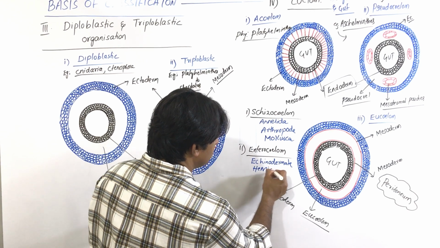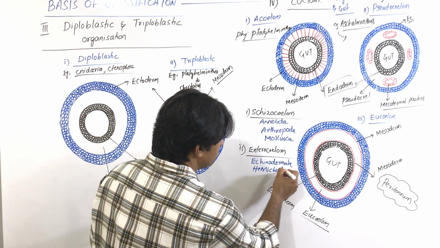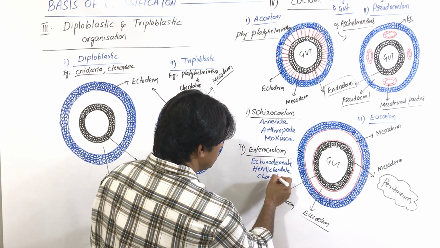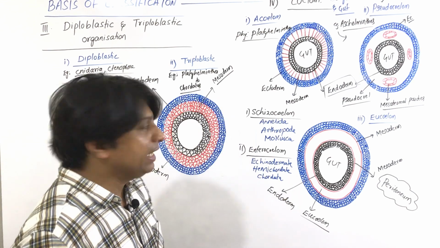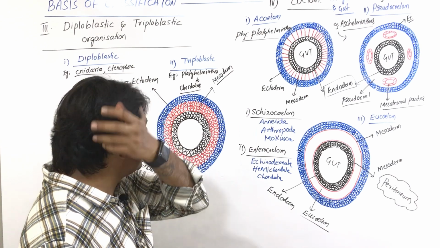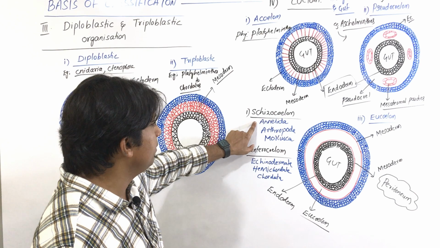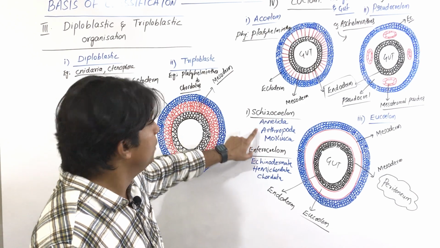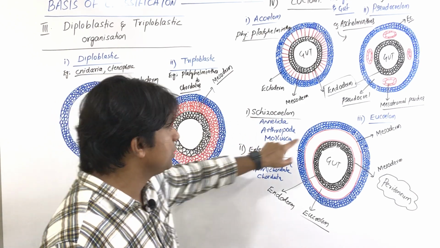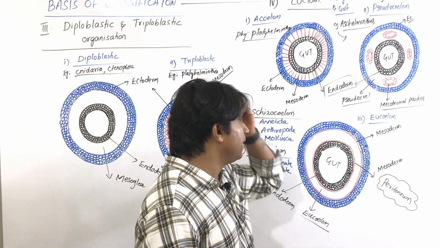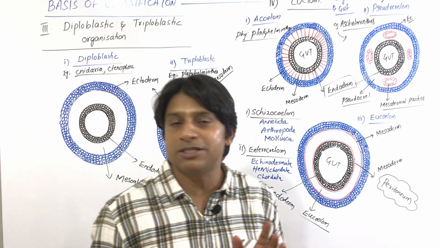hemichordates and chordata. In echinoderms, hemichordates and chordates, we have enterocoelom, and schizocoelom is found in Annelida, Arthropoda and Mollusca. Both schizo and enterocoelom are true coelom. What is a true coelom? Which is lined by mesoderm on both sides.